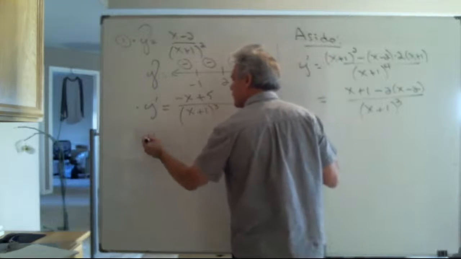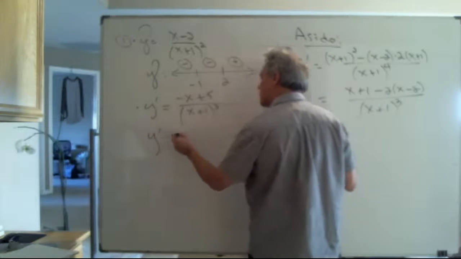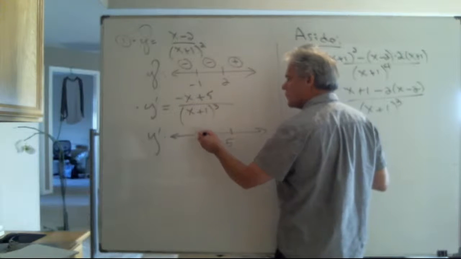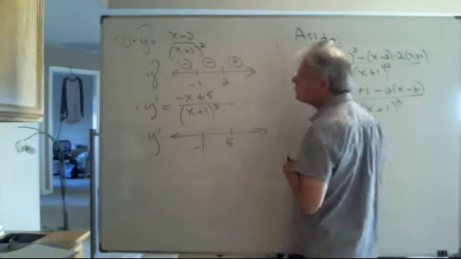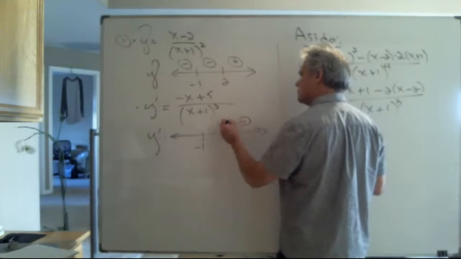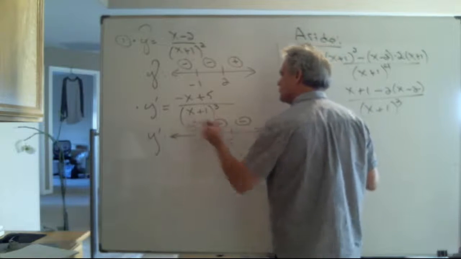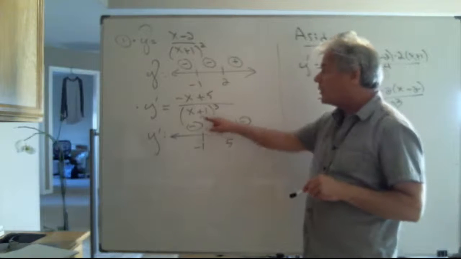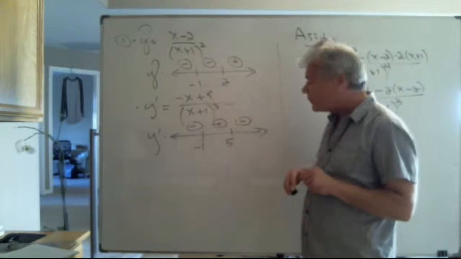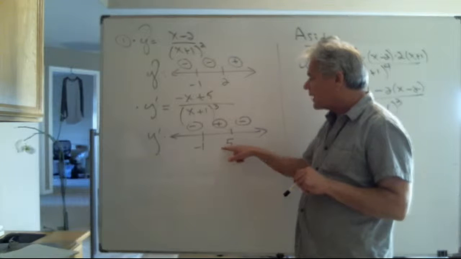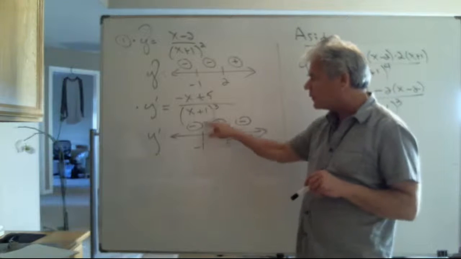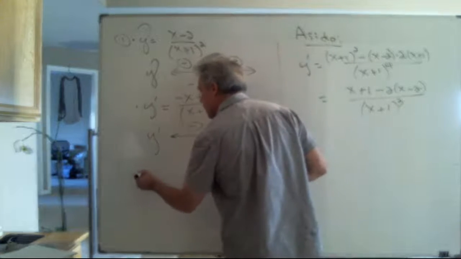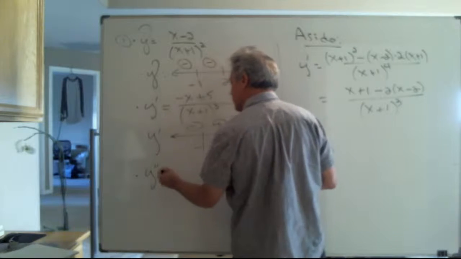And build a sign graph for the first derivative function. I'll plot the zeros of my numerator and denominator and test. I'm negative right of 5 because when I plug a billion in for x here and here, the whole thing's negative. But both these zeros upstairs and downstairs act as toggle switches because they're zeros of linear factors raised to an odd power.